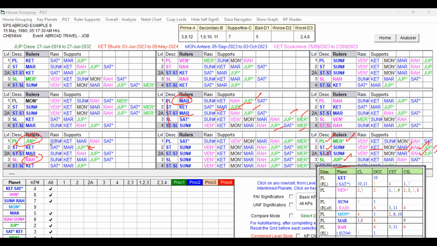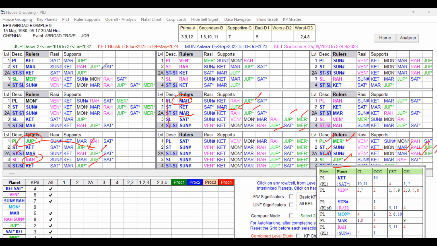Jupiter is there at the star level, and all levels are influenced by Jupiter through the support. That way, it is good. So that is all favorable. I think you are able to understand.